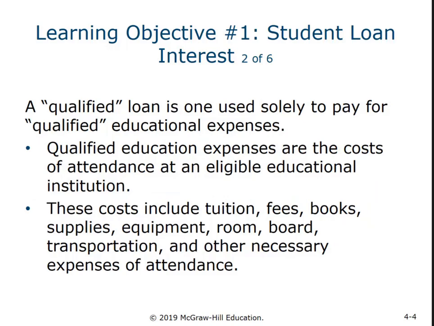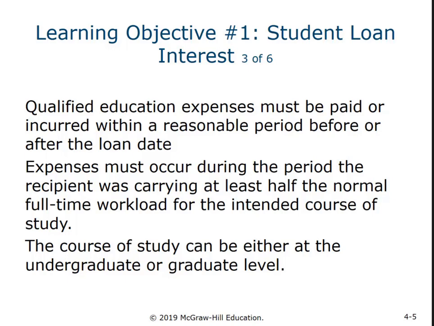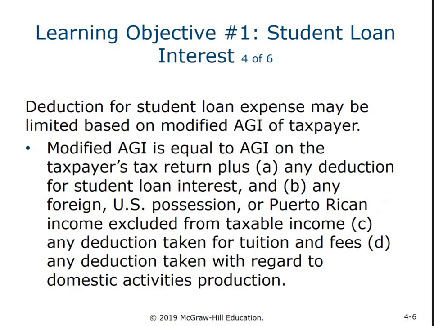And there's the definition of qualified expenses. Notice this, pretty broad: equipment, room, board, transportation, and other necessary expenses of attendance. It's a pretty broad definition of what's necessary, so you don't have to worry too much about it being just for tuition. And it has to be for at least half of the normal full-time workload, so it can't be just a class here and a class there. It can be undergraduate or graduate. There's no limit on what level of schooling it is.